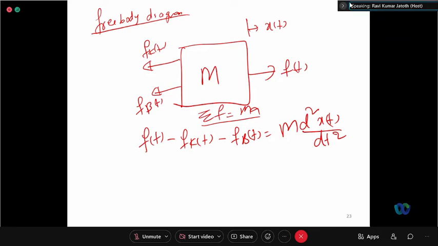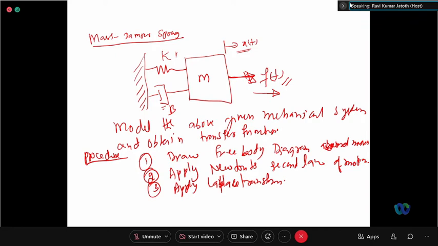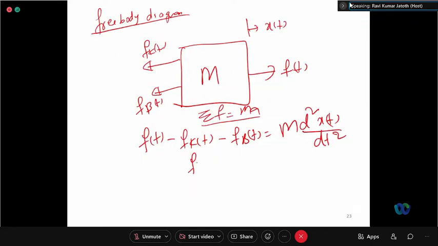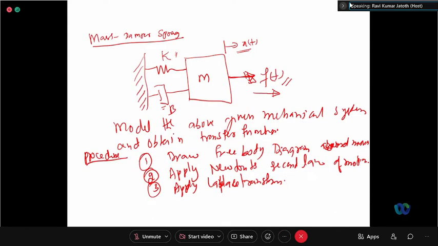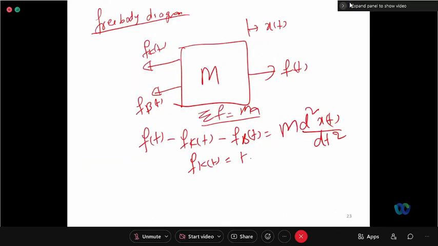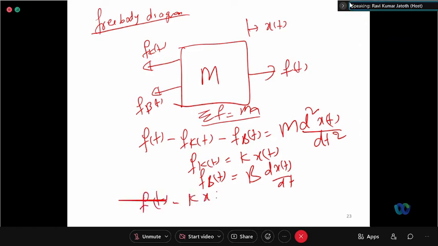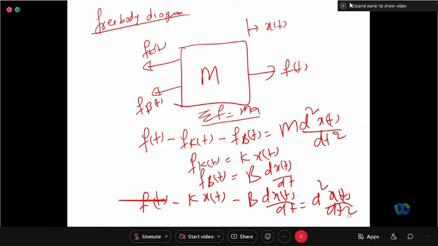Right? Yes. Now, coming to the modeling of the spring force, Fk of t is given by k into x of t. Very good. And Fb of t is b into dx of t by dt. So when you write this out, f of t minus k into x of t minus b into dx of t by dt is equal to m into d square x of t by dt square. Right. So this is the differential equation governed by this particular mechanical translational system.